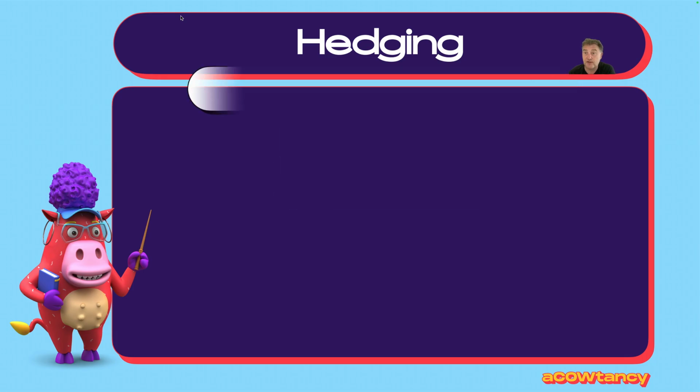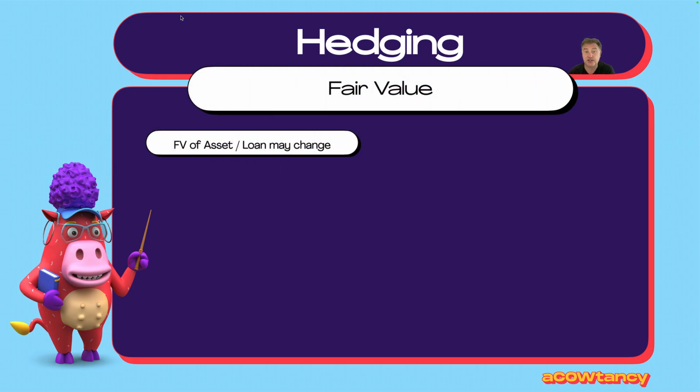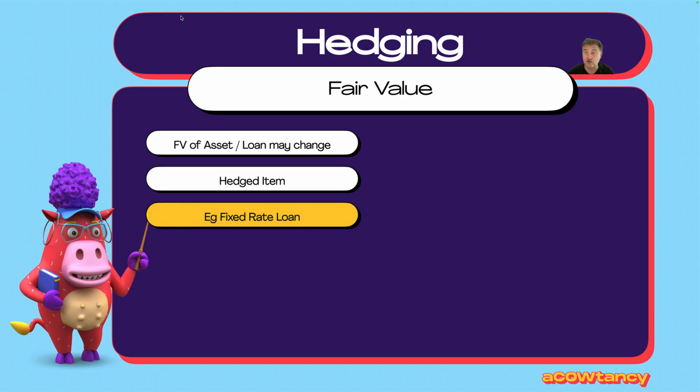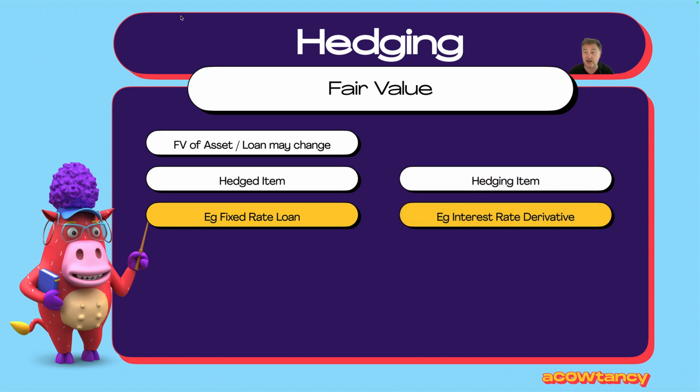So there's two sorts of hedge. The first hedge we're looking at is a fair value hedge. What you're worried about is the fair value of your loan or your asset may change. The thing that you're worried about is the hedged item. So it could be a fixed rate loan. Let's say it's a payable loan. You're worried about interest rates going down because then you're stuck paying a higher amount. So what you do is you get a hedging item that will go in the opposite direction to it, some sort of interest rate derivative. You just need to know that they work in the opposite directions and they'll probably be quite level, quite effective.